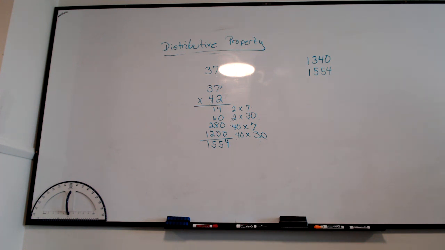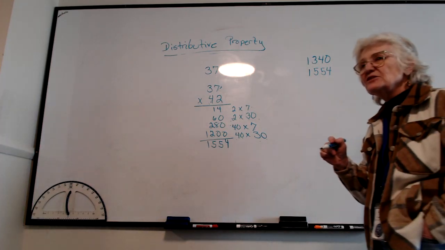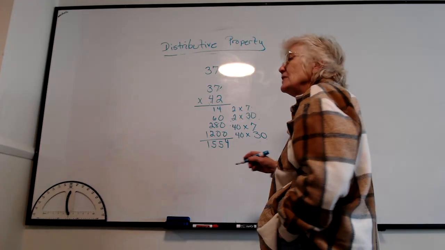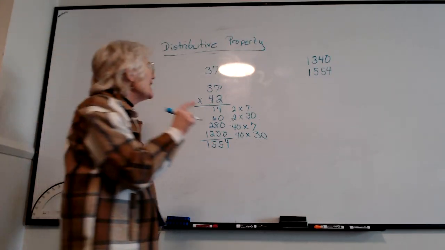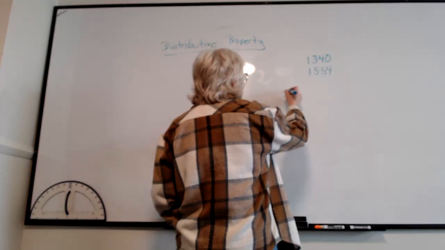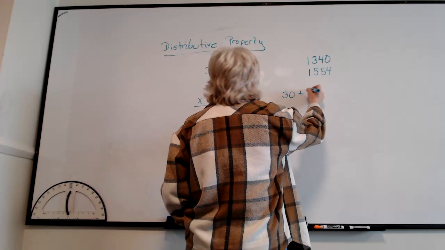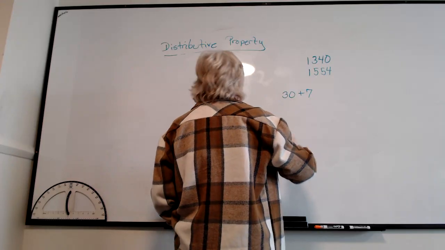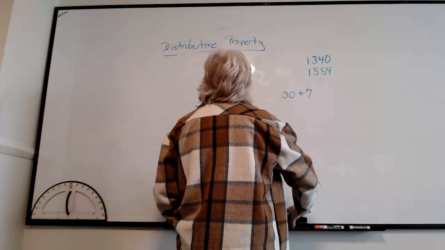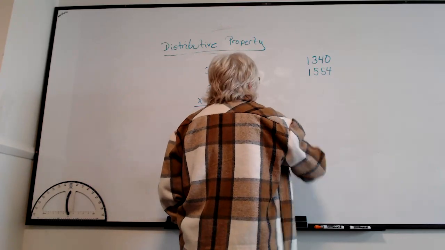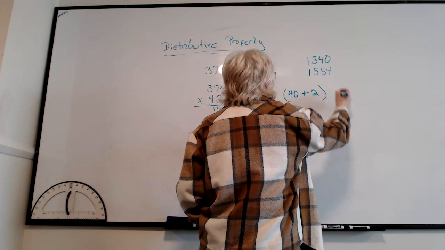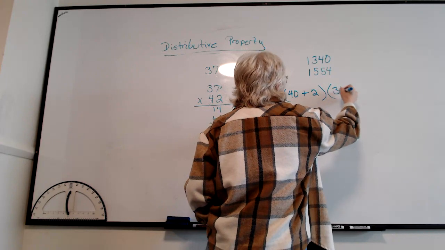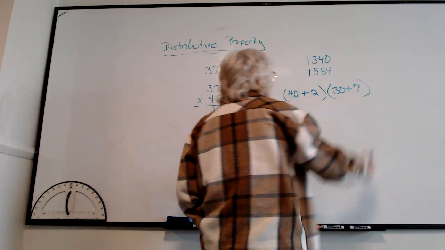Okay. What we just did is actually another thing in algebra that we do. We do what's called double distribution. So let's look at it. We have 30 plus 7. Okay. I'm going to do it the other way. We're going to do 42. 40 plus 2 times 30 plus 7. Okay.